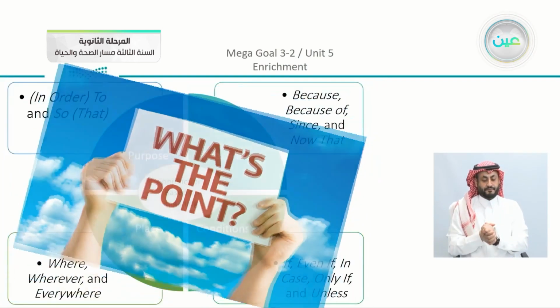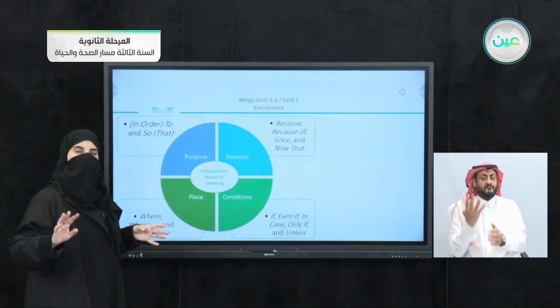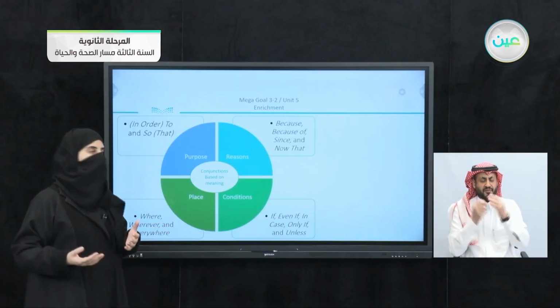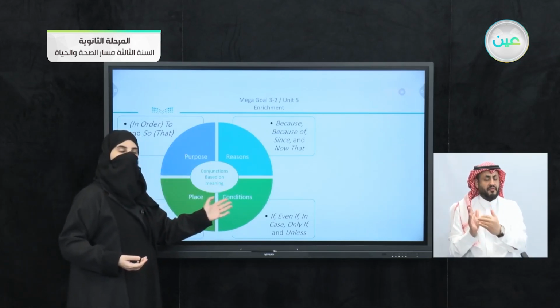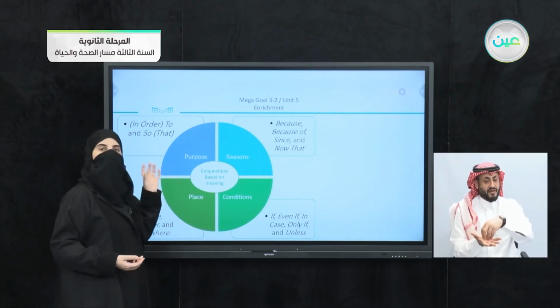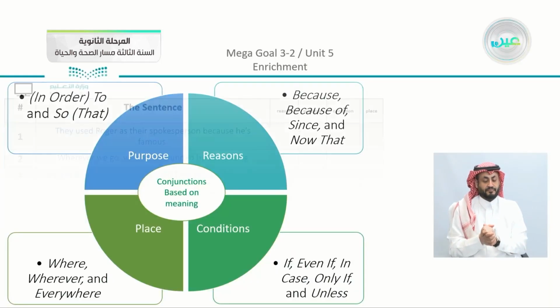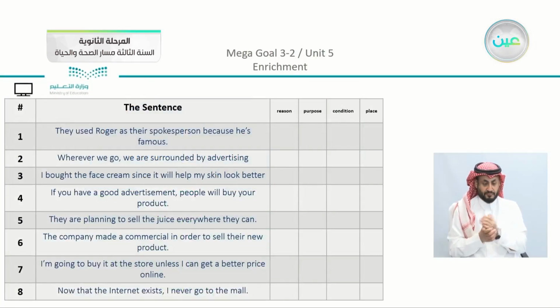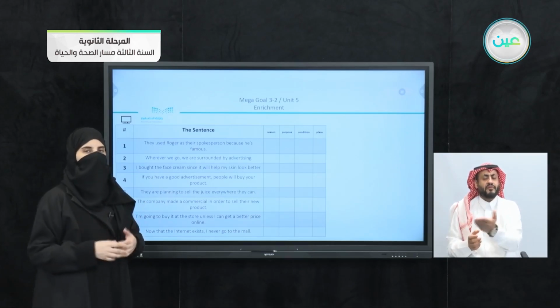So what's the point? You can see that we divided the types into 4 types. In our sentence, we can mean the reason or condition. We can also refer to a place or the purpose. You can see in the table that we have the reason, the purpose, the condition, and the place. Now we're going to decide together what is meant or used in the sentence.